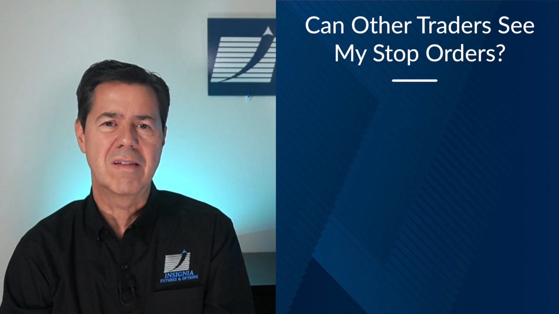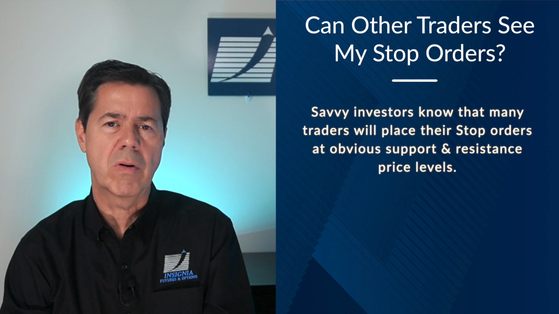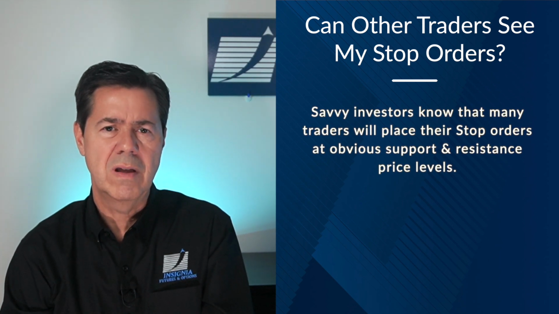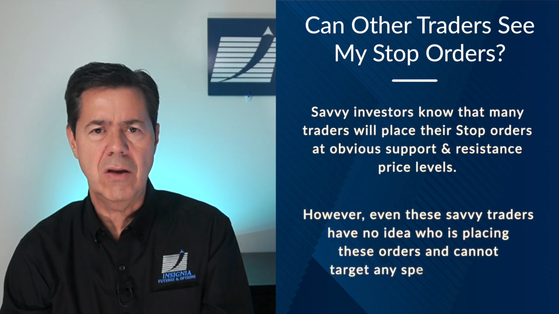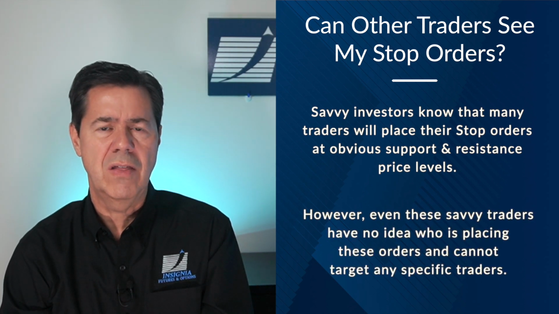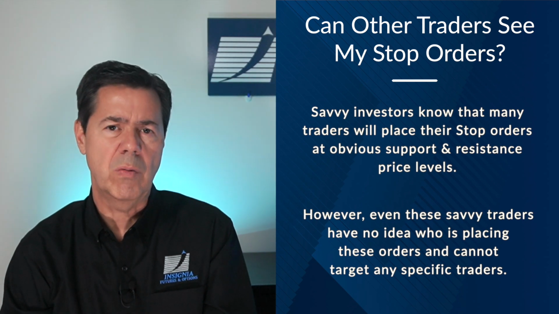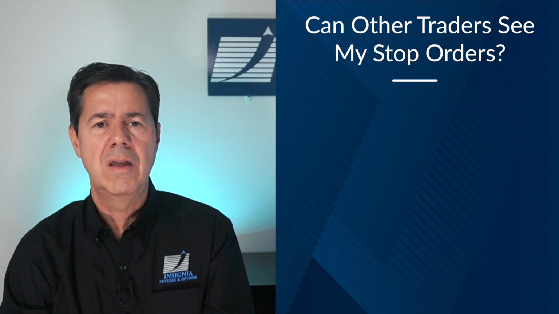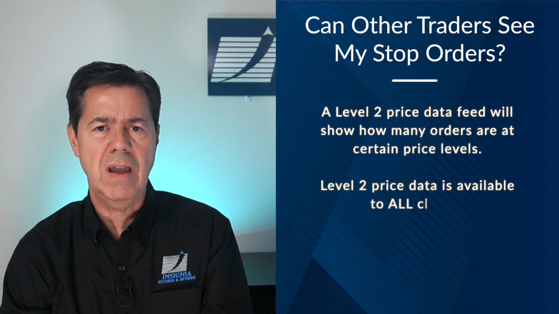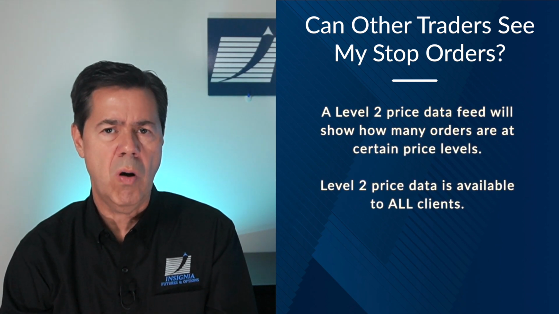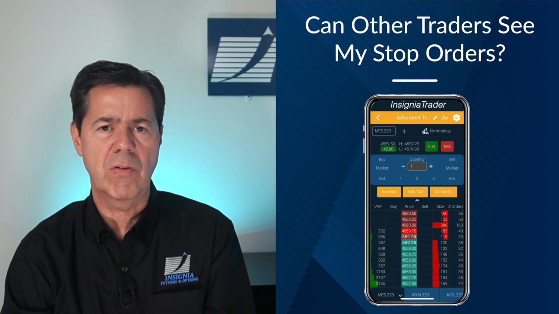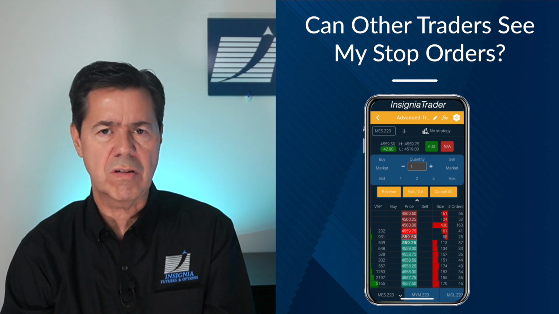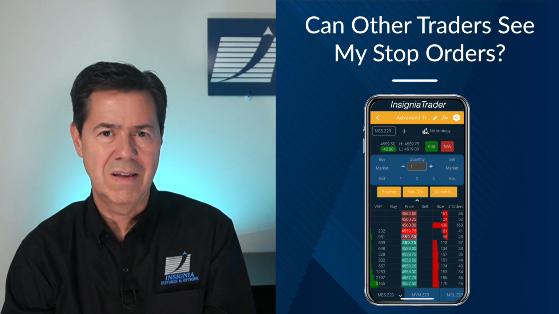The reality is that most traders place their stop orders at obvious price levels. Many savvy traders know this, but they have no idea who's placing those orders, and they certainly aren't targeting any individual traders. This simply would be impossible. Yes, traders with a level 2 market data feed, which is available to all clients, can see the number of orders sitting at certain price levels. You don't have to be in some secret society to have access to this.